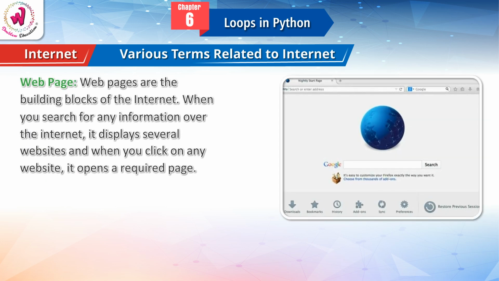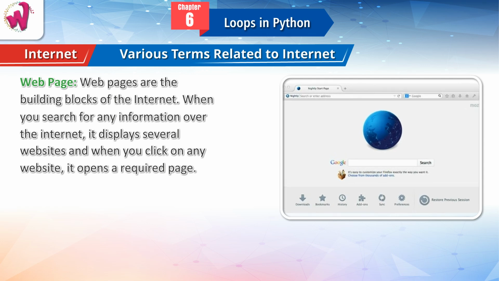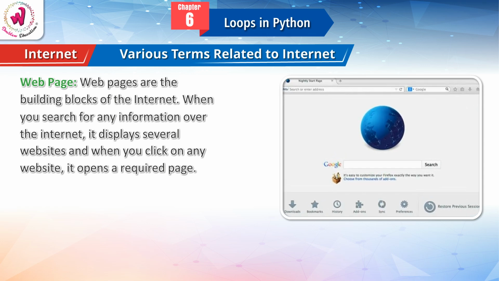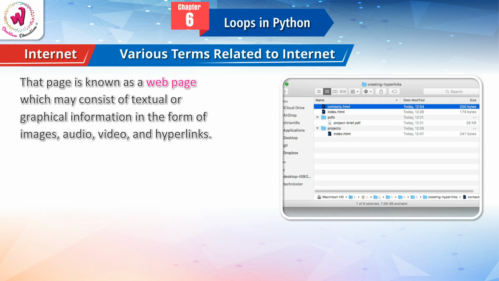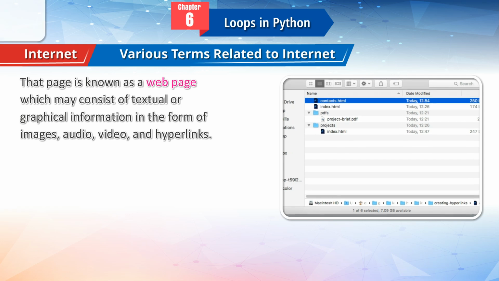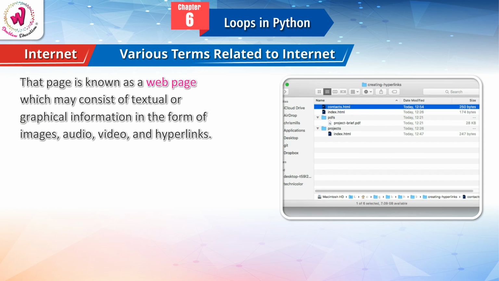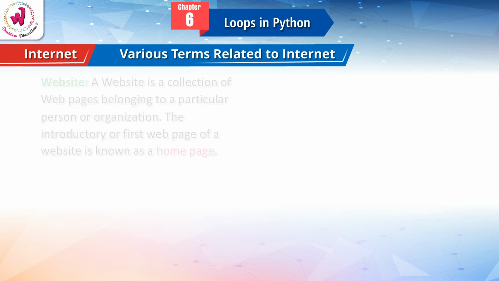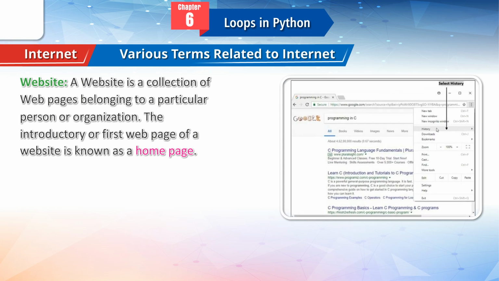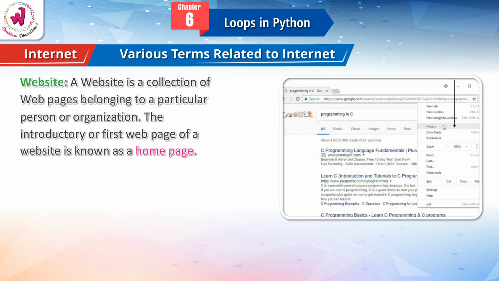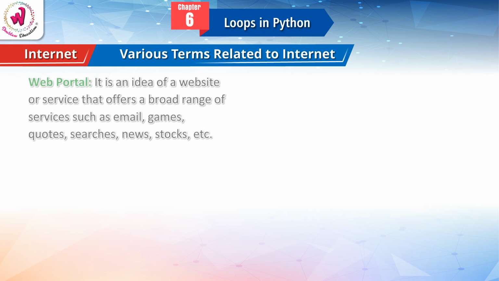Web page. Web pages are the building blocks of the Internet. When you search for any information over the Internet, it displays several websites, and when you click on any website, it opens a required page. That page is known as a web page, which may consist of textual or graphical information in the form of images, audio, video, and hyperlinks. Website. A website is a collection of web pages belonging to a particular person or organization. The introductory or first web page of a website is known as a home page.